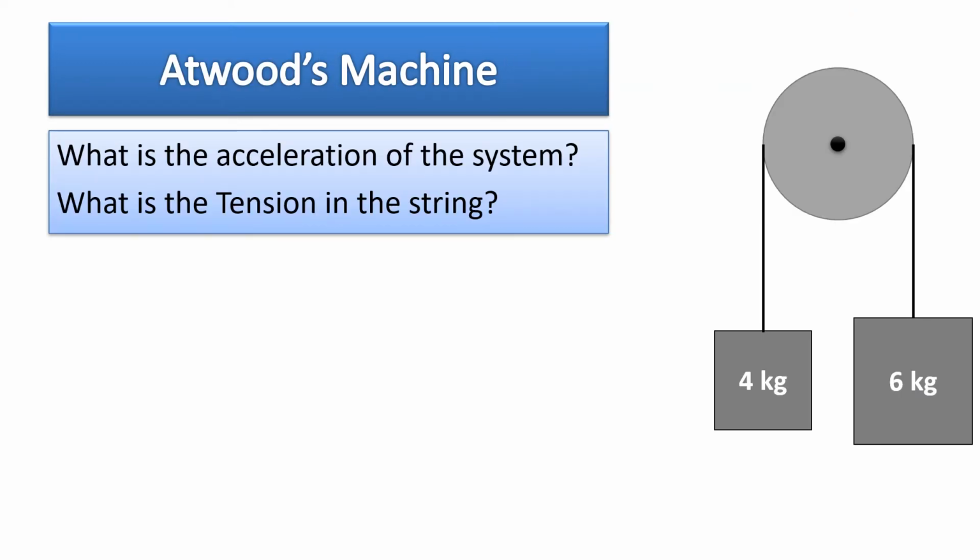This is what an Atwood's machine would look like. In this example, we have a 4 kilogram mass and a 6 kilogram mass, and it asks: what is the acceleration of the system and what is the tension in the string? First of all, what direction do you think these are going to accelerate? This 6 kilogram mass is winning, right?